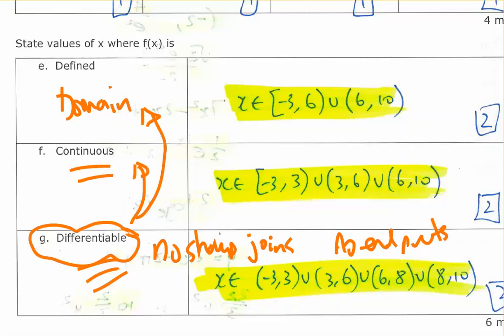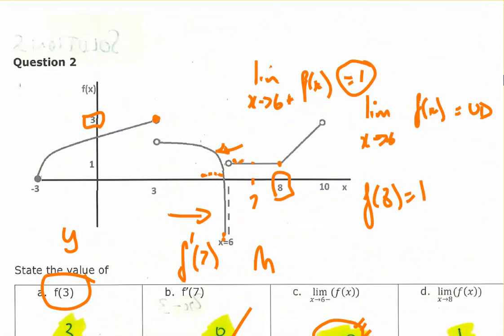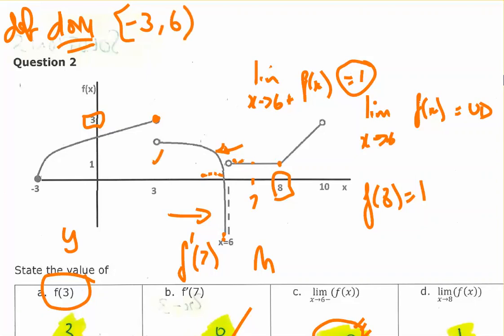Okay, so looking at this curve, where is the domain which is defined? So negative 3 inclusive, all the way to, yes, it's inclusive at 3, all the way to 6, but not at 6 because there's an asymptote, and 6 all the way through to 10.